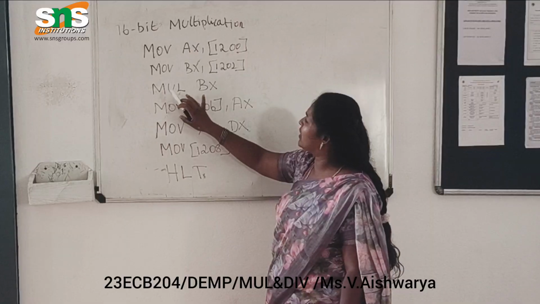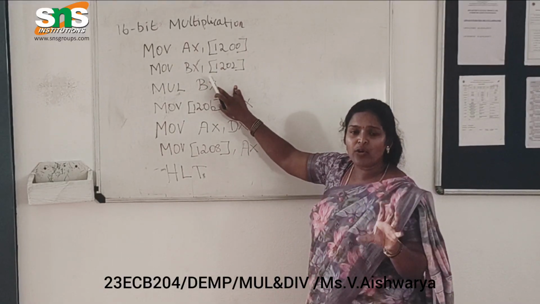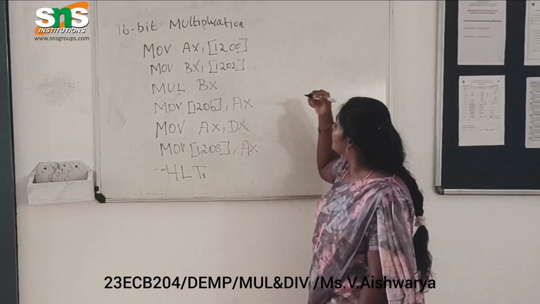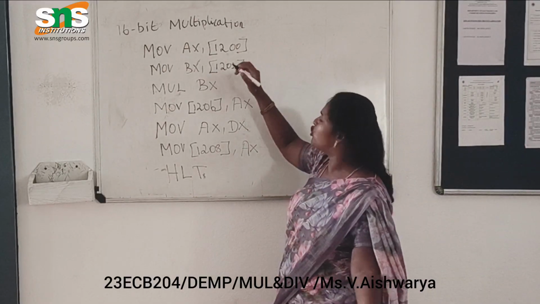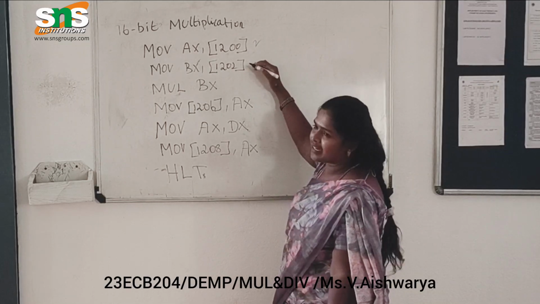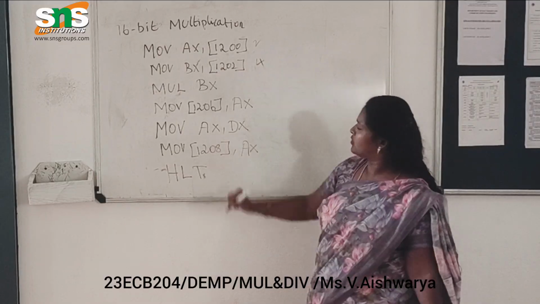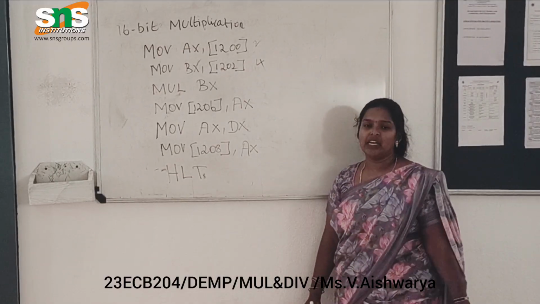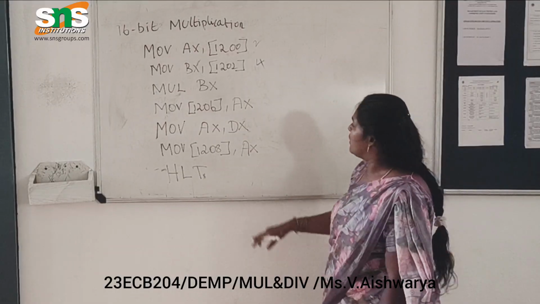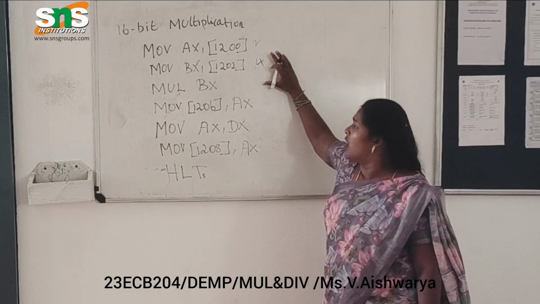Then we multiply the AX and BX values. The result is stored again in the AX register, that is the accumulator. I just assume this value as 2 and the other address has the value 4. 4 into 2, 4 twos are 8. So that result is stored in the AX register. So it is a 16-bit multiplication.